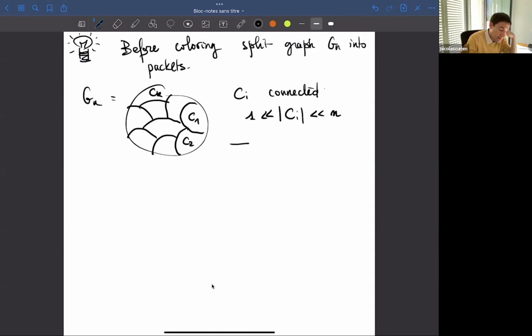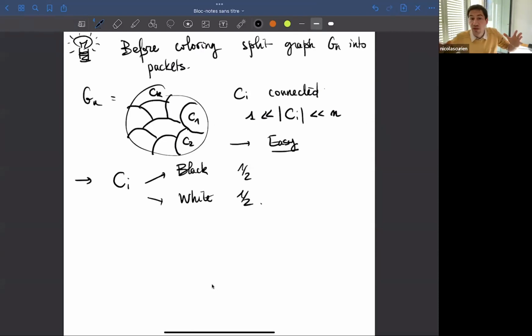And I claim that this is very easy. There are many deterministic ways to do that. For example, you start from a spanning tree of your graph, and then you cut your spanning tree into packets satisfying those properties. This is easy. Okay, so you do that on G, and then you color. Each packet Ci will be colored black or white with probability half.